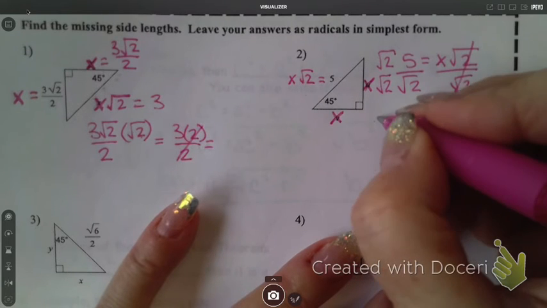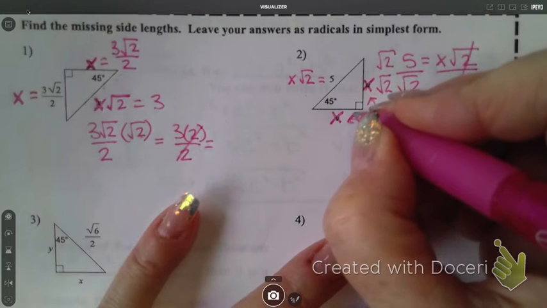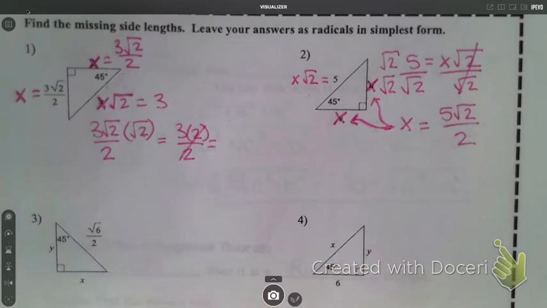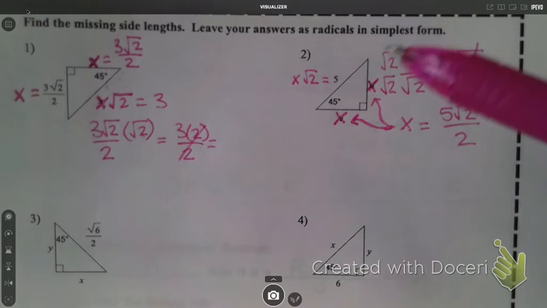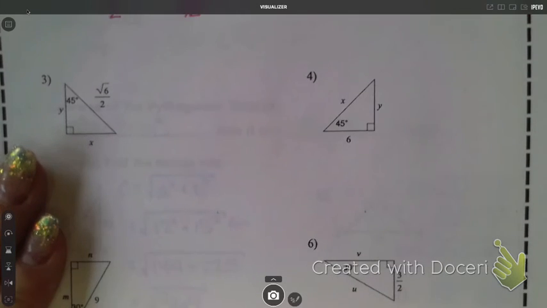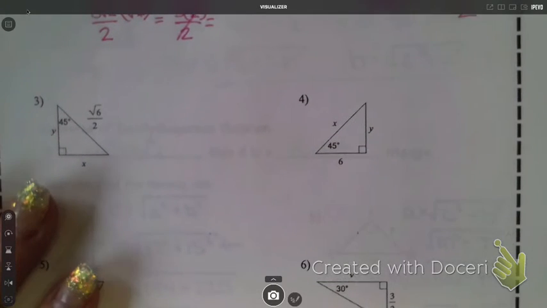Nope. So that x is for here and there. So you get 5, and you get 5 square root of 2 over 2. Did you get that when you did it the other way? Nope. Okay. Questions before we move on? I want you guys to try to label number 3 on your own. You can do 3 and 4 if you get 3 done and I haven't moved on.